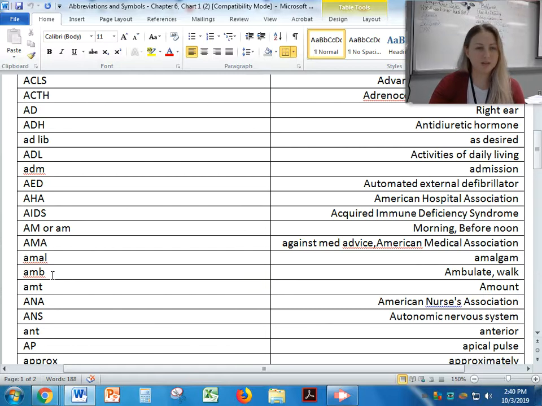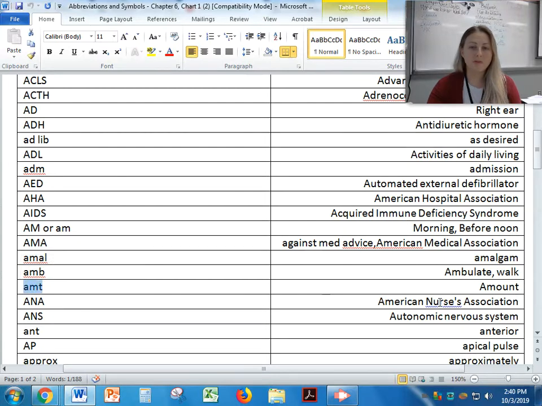Okay, AMB, this means to ambulate or to walk. Ambulate, A-M-B, that means to walk around. If somebody is ambulatory, that means they're able to walk. If they're non-ambulatory, that means they're not able to walk.